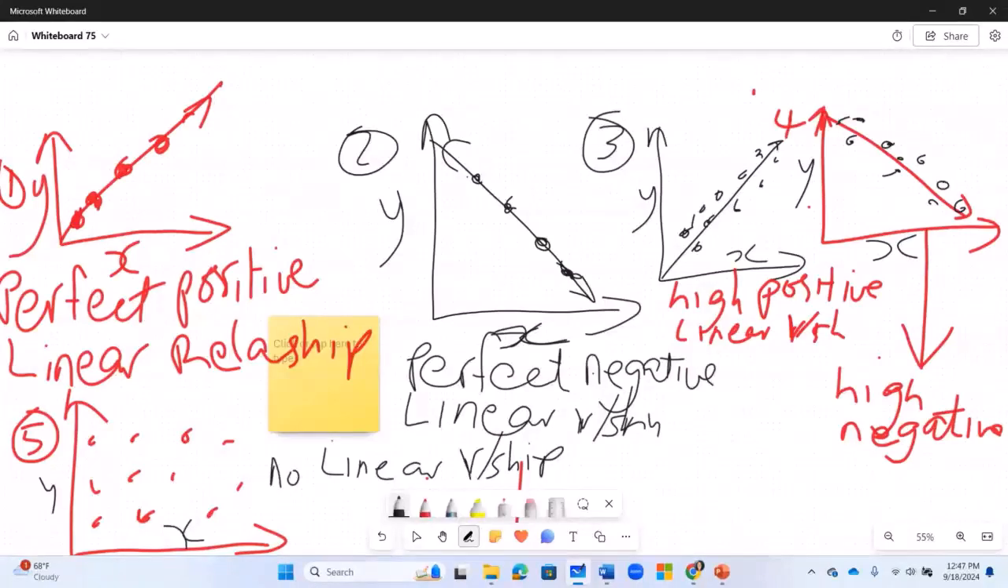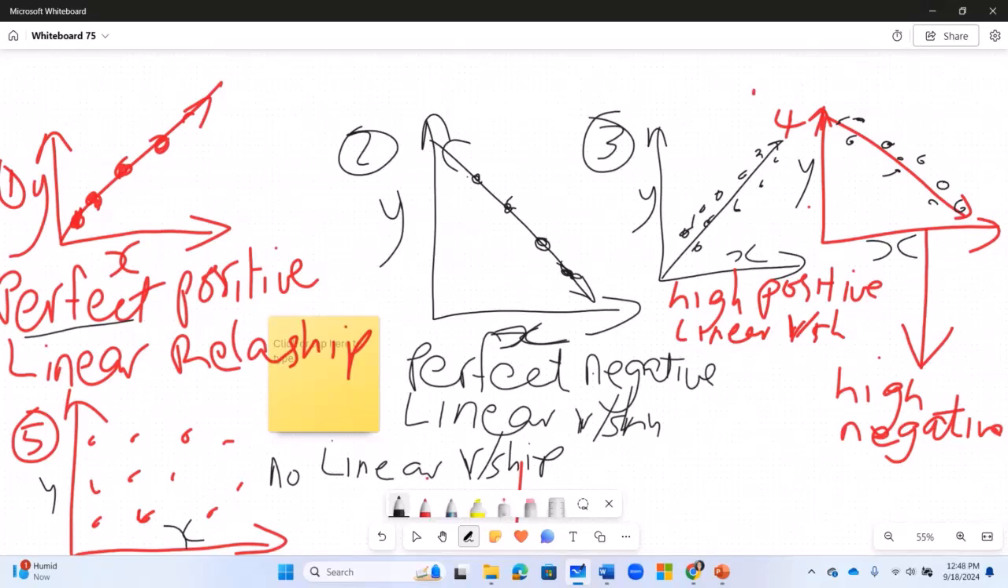So don't forget, when all the points are on the line, we say perfect positive linear relationship. When all the points are on the line and the line has a negative slope, we say perfect negative linear relationship. When all the points are not on the line, but you can see that the line of best fit is going to the right, we say this is a high positive linear relationship.